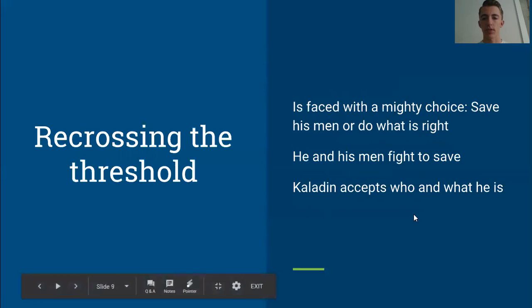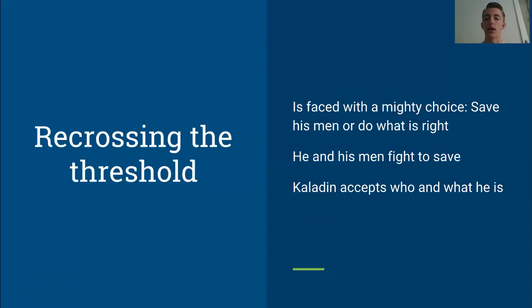And for those who know the story, it's Bridge Four. Now we're recrossing the threshold. So it's when he's faced with the choice to save his men or to do what's right. He could either save his men, they could run away, or they could turn back and save an army who was trapped somewhere on a plateau. And it wasn't just a decision he made, his men made it as well. They made the decision to turn back and to save this army, to fight for what they knew was right.